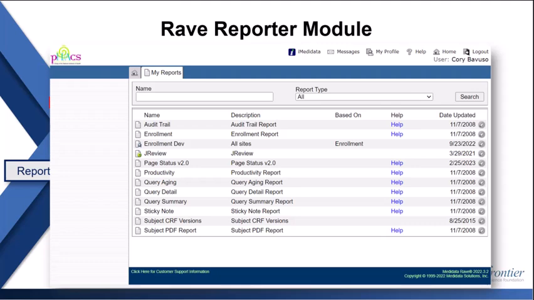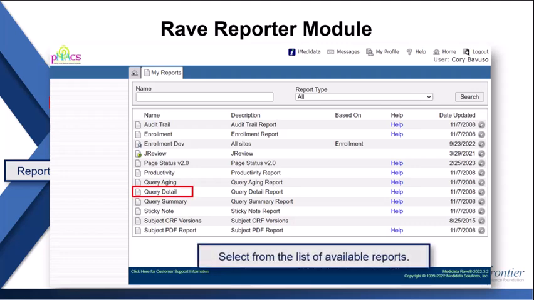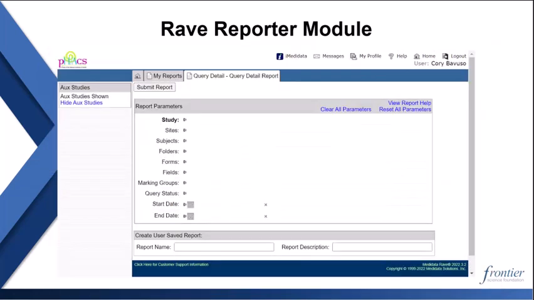A My Reports tab is visible, listing all available reports based on your role in Metadata. Click the desired report name. In this example, we will look at the Query Details report. A new tab is now visible.